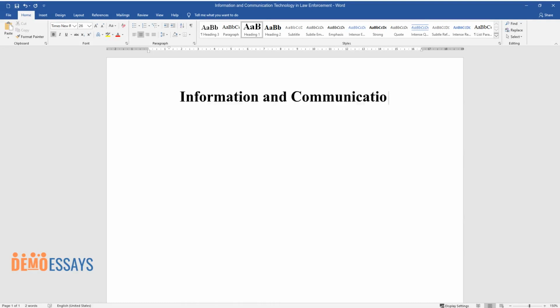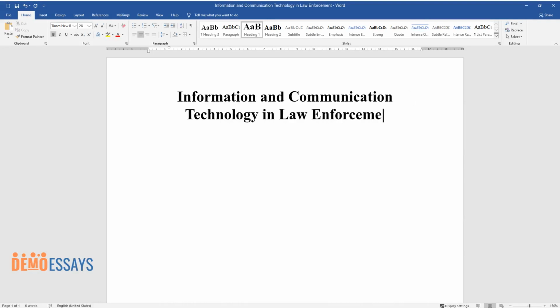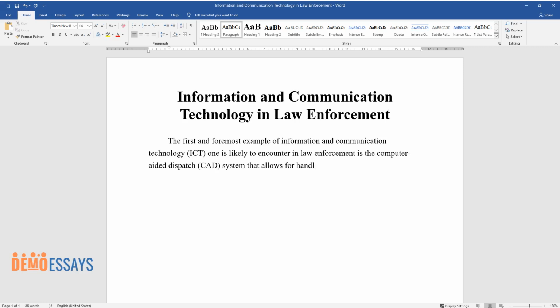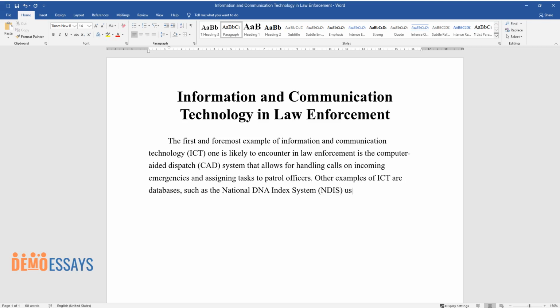Information and Communication Technology in Law Enforcement. The first and foremost example of information and communication technology, ICT, one is likely to encounter in law enforcement is the Computer-Aided Dispatch, CAD, system that allows for handling calls on incoming emergencies and assigning tasks to patrol officers. Other examples of ICT are databases, such as the National DNA Index System, NDIS, used to identify criminals.